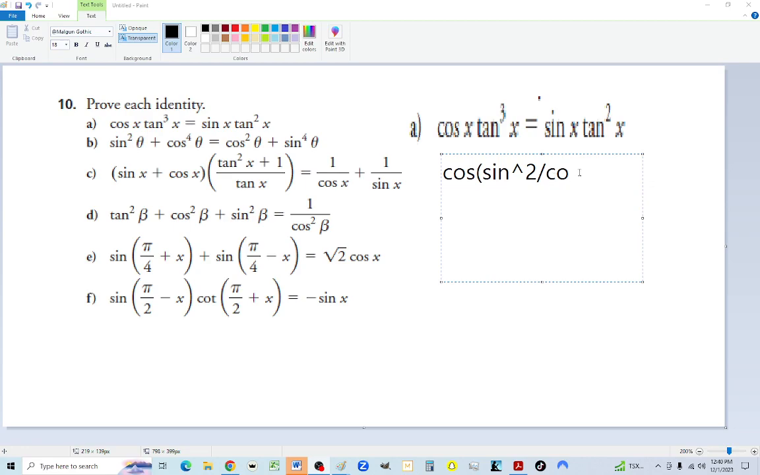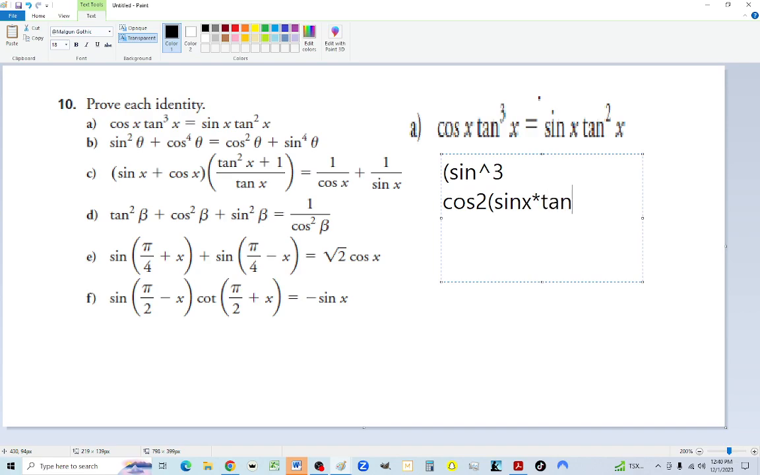Oh yes, why is this the same? So when you multiply cos by sine cubed over cos cubed, one of the cos cubes disappears, becomes squared, and this disappears. So you get sine cubed over cos squared. Then when you multiply both sides by cos squared, you're left with sine cubed on the left, and this on the right.